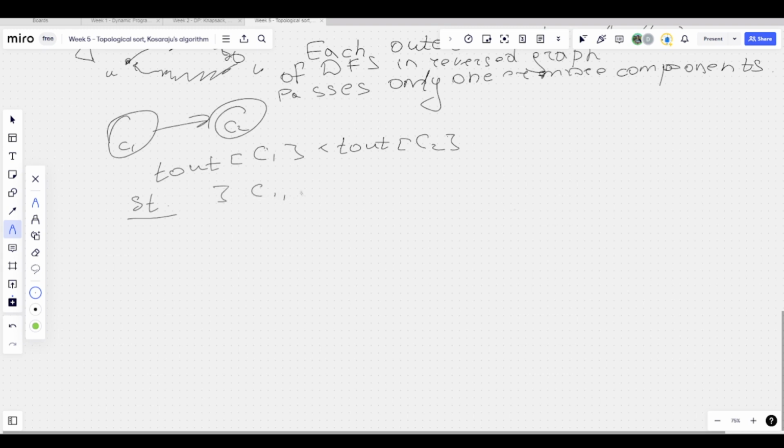Let C1 and C2 be SCCs, and there is at least one edge from C1 to C2.